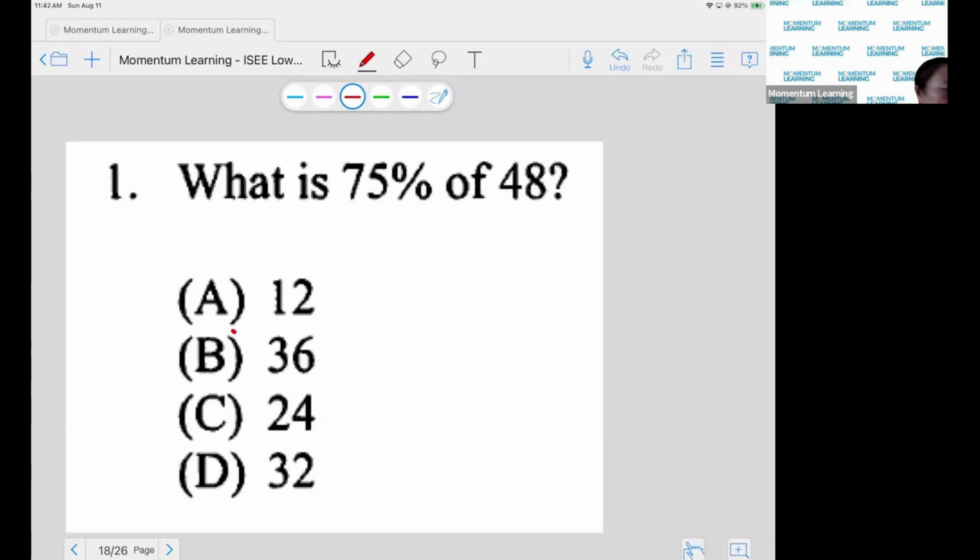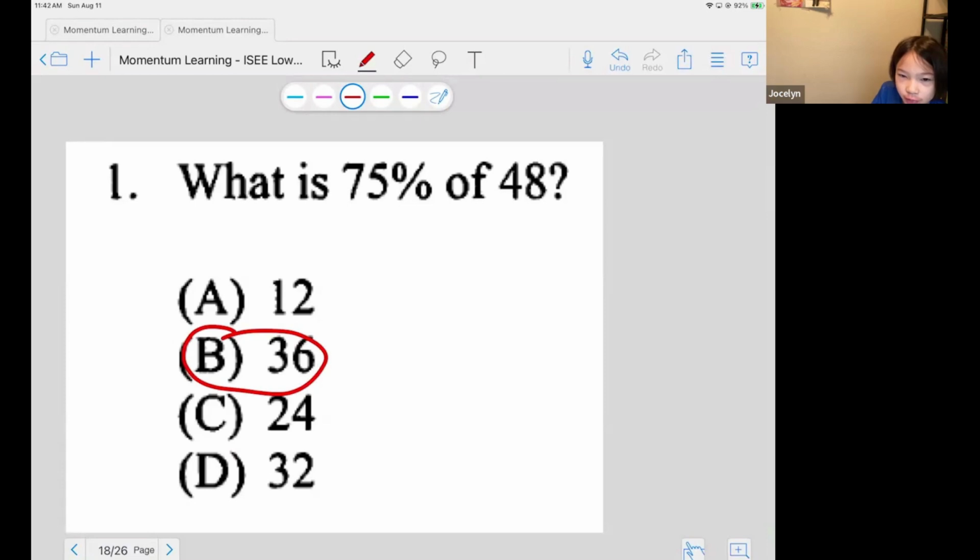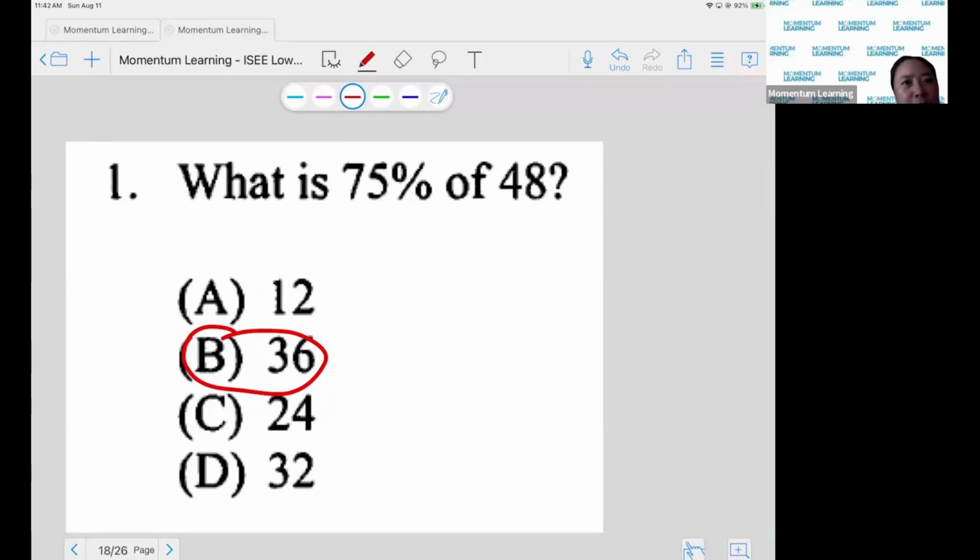B is correct. So what did you do? 75% equals 0.75. So 48 times 0.75 equals 36. So you actually did the multiplication, right? You did it very fast.